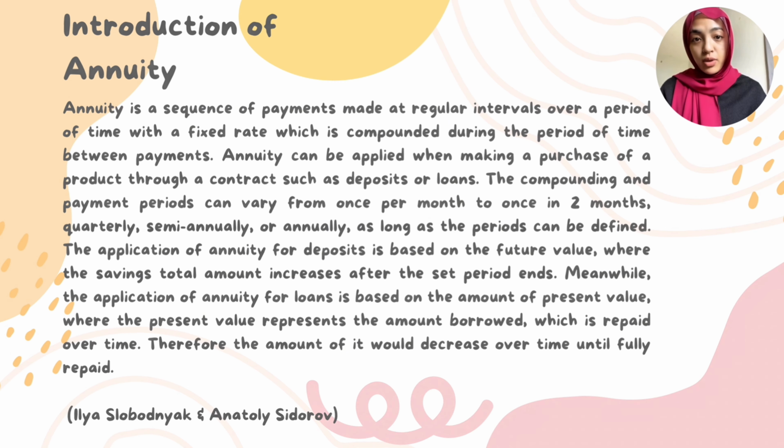The application of annuity for deposit is based on the future value, where the saving total amount increases after the set period's end. Meanwhile, the application of annuity for loans is based on the amount of present value, where the present value represents the amount borrowed, which is repaid over time. Therefore, the amount of it will decrease over time until fully repaid.